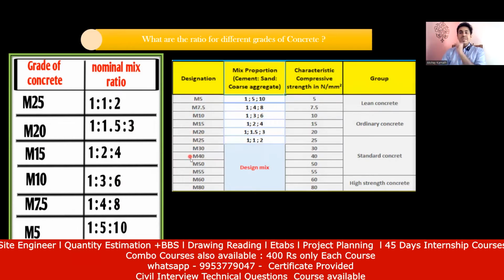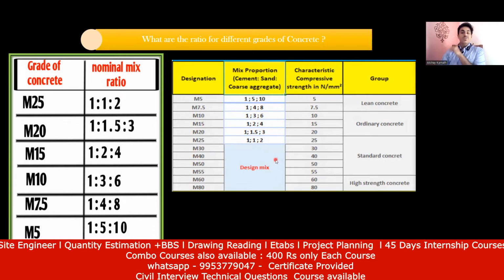We have a lot of mixes, like I mentioned. We have up to M100 also. Up to M25, you have a certain proportion. And we know the first one is cement, the second one is the sand or fine aggregate, and the third one is the coarse aggregate. Up to M25, we have this. Beyond M25, from M30, we don't have it because we have to go with the design mix. And we know what a design mix is. I'll come to the design mix a bit later.